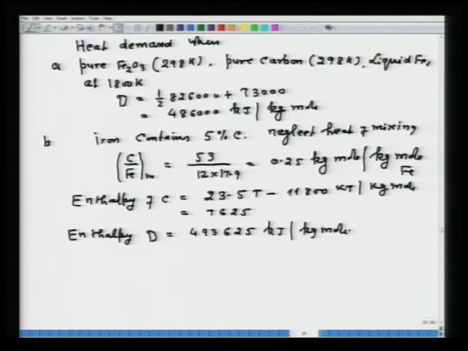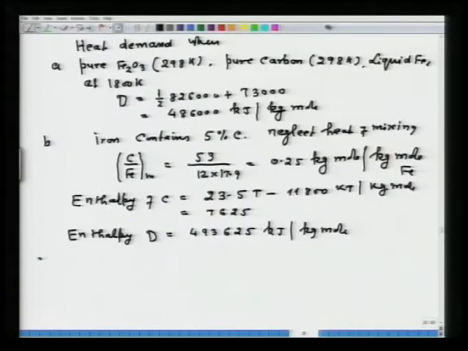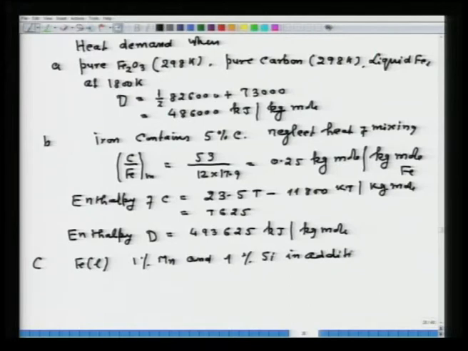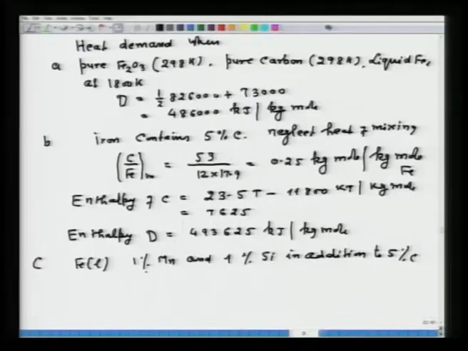Now, still another modification, let us come closer to what the blast furnace is producing. The blast furnace is producing silicon and manganese also. Now, let us consider case C, where the liquid iron contains 1% manganese and 1% silicon in addition to 5% carbon. We are simply modifying case B, where we tell that the liquid iron contains 1% manganese and 1% silicon. That is, we are now approaching the actual case.